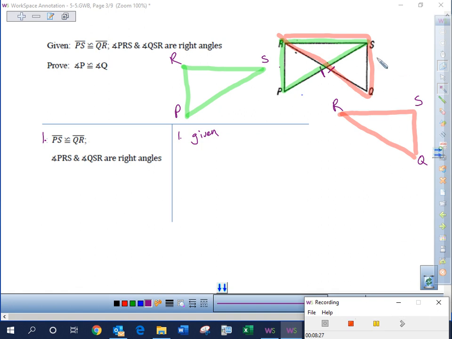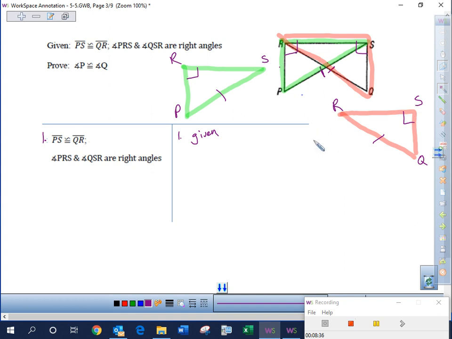So I use the magic of editing to pull those apart. You can pause the video if you need to give yourself time. But here's my green triangle over here. Here's my red triangle. They told me that these guys are the same. They also told me that these angles are right angles. So angle PRS is a right angle. We've got to put it in the real picture and in our pulled apart picture. And angle QSR, put it in the real picture, put it in our pulled apart picture.